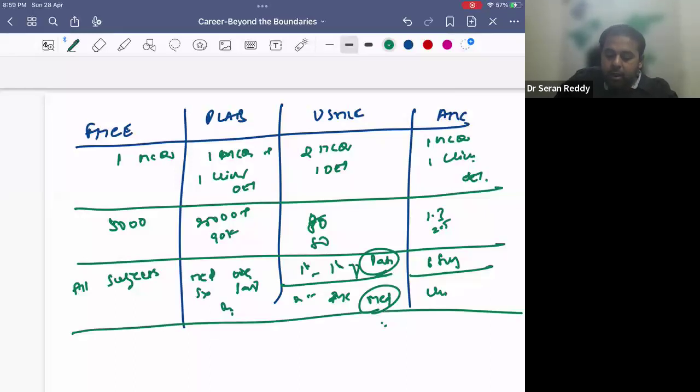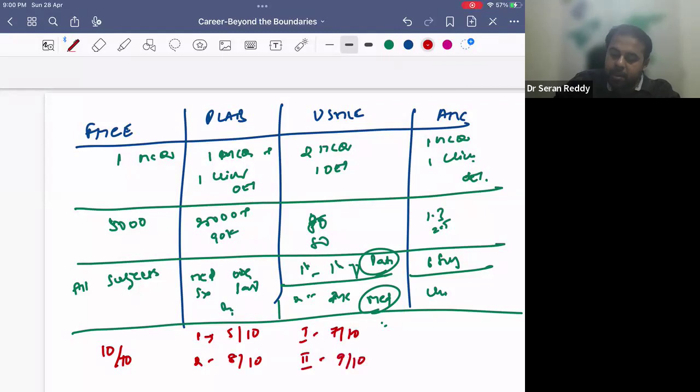The difficulty level, if you ask me, I'll tell you the difficulty levels. If I take the FMG examination as 10 out of 10, I can grade PLAB 1 as 5 out of 10. PLAB 2 is 8 out of 10. USMLE Step 1, because it is pass or fail now, I can say it is 7 out of 10. Step 2, I can say 9 out of 10. AMC CAT 1 is 7 out of 10. AMC clinical, 8 out of 10. Now you can understand the difference profoundly.